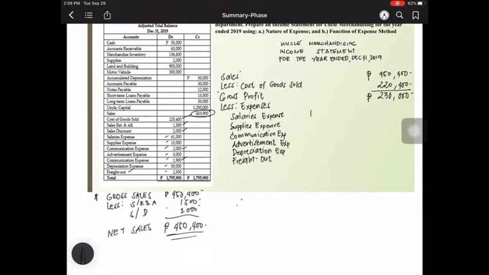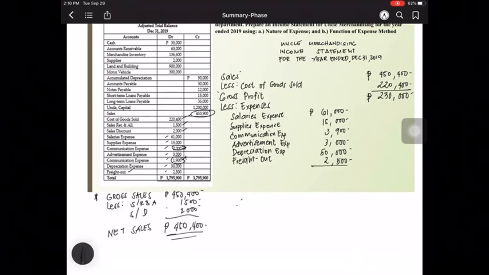Alright, so let's determine the amount of the expenses shown in the problem. We have your salaries expense amounting to 61,000 pesos. Your supplies expense amounted to 15,000 pesos. Your communication expense 2,000 plus this one, so 2,000 plus 1,900. How much is that? 3,900, right? And your advertisement expense of 3,000. The depreciation expense of 50,000 pesos. And finally, your freight out of 2,500 pesos.